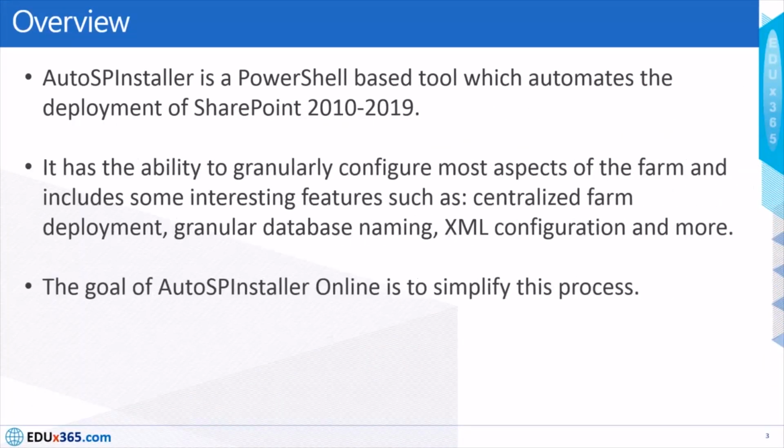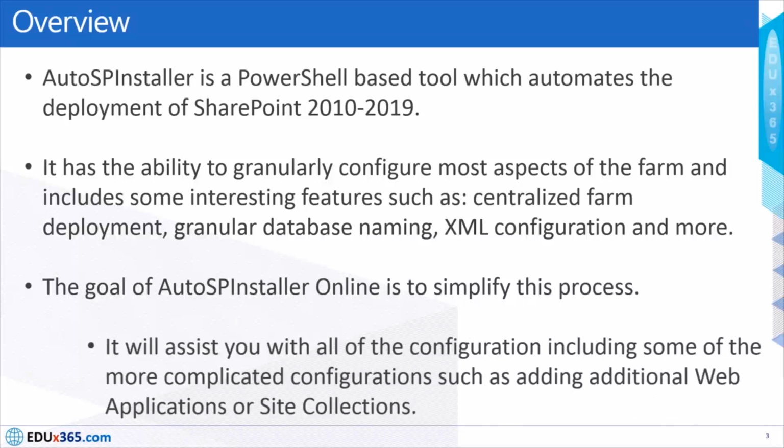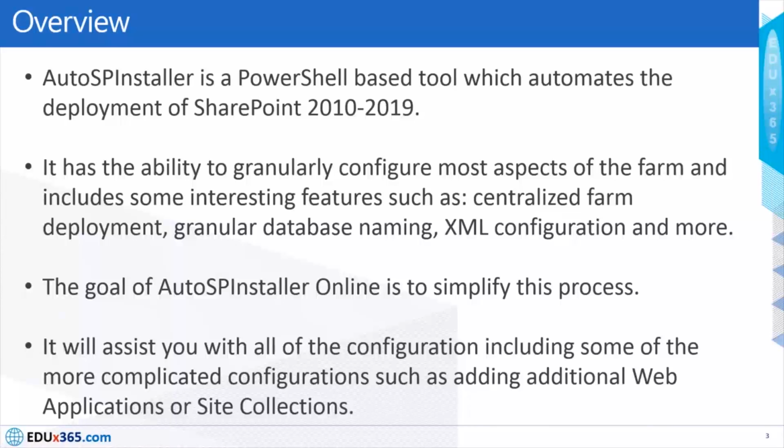AutoSPInstaller is a PowerShell-based tool which automates the deployment of SharePoint on-prem farm topology, for 2010, 2013, 2016, and 2019. It has the ability to granularly configure most aspects of the farm and includes some interesting features such as centralized farm deployment, granular database naming, XML configuration, and more. The goal of AutoSPInstaller is to simplify this process, so it will assist you with all the configuration, including some of the more complicated configurations such as adding additional web applications or site collections.